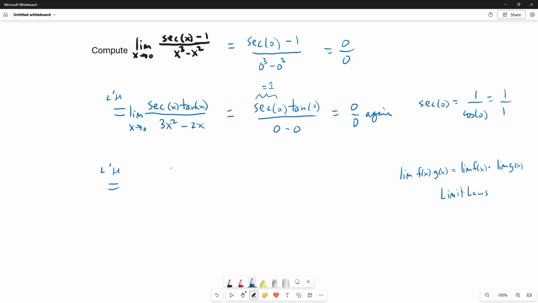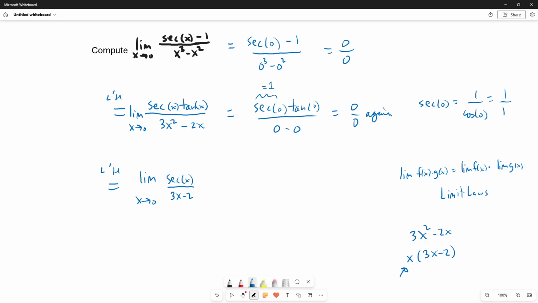Let's take this limit of secant and put it separately, because we know the limit of the secant is 1. And also on the bottom, if we look at 3x squared minus 2x, if we factor out an x, that's x times 3x minus 2. And the 0 on the bottom is coming from this x. So let's put the 3x minus 2 here. So this limit is not 0 over 0.